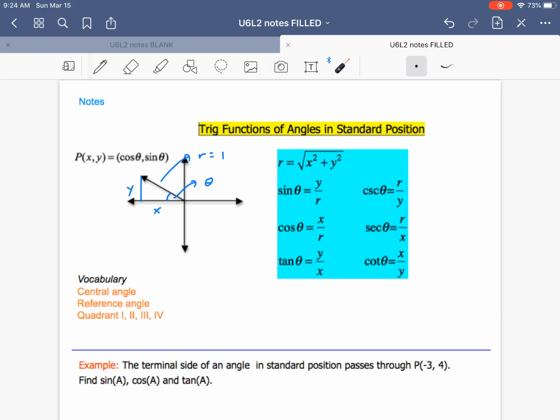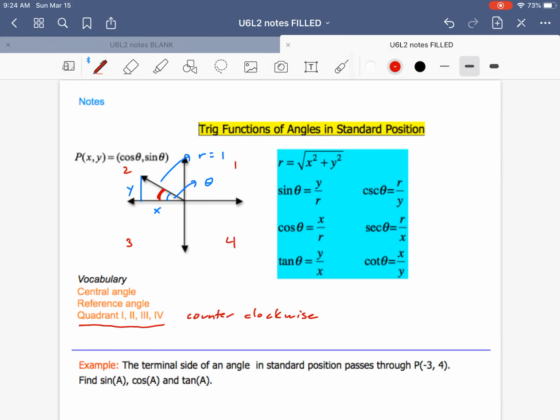Some vocabulary: the central angle, the reference angle, and quad 1, 2, 3, and 4. Well, we just talked about this one, right? If you're looking at the quadrants, let me get red here. This is quadrant 1, this is quadrant 2, this is quadrant 3, this is quadrant 4. So here, you know, they go counterclockwise. Counterclockwise. Clockwise.